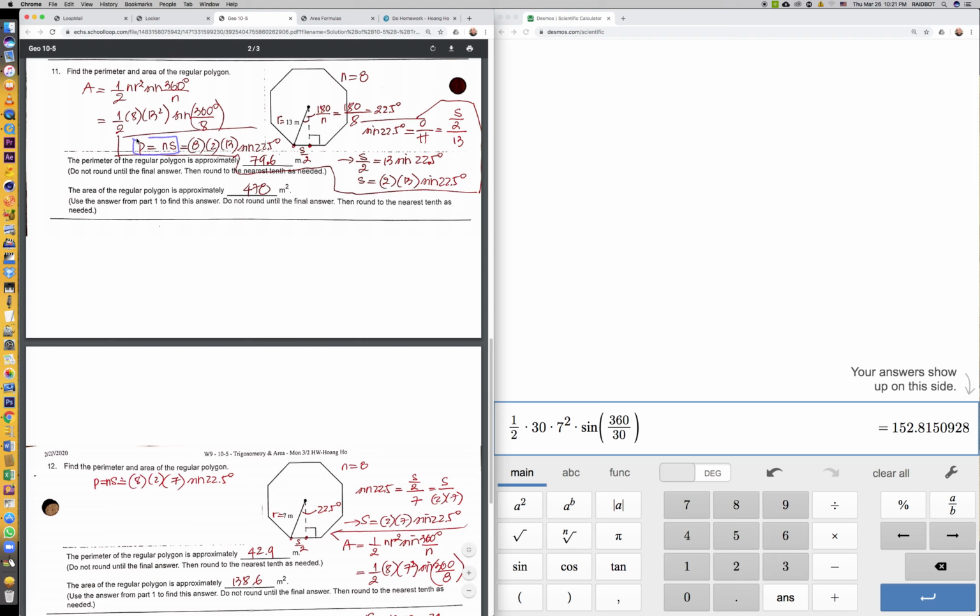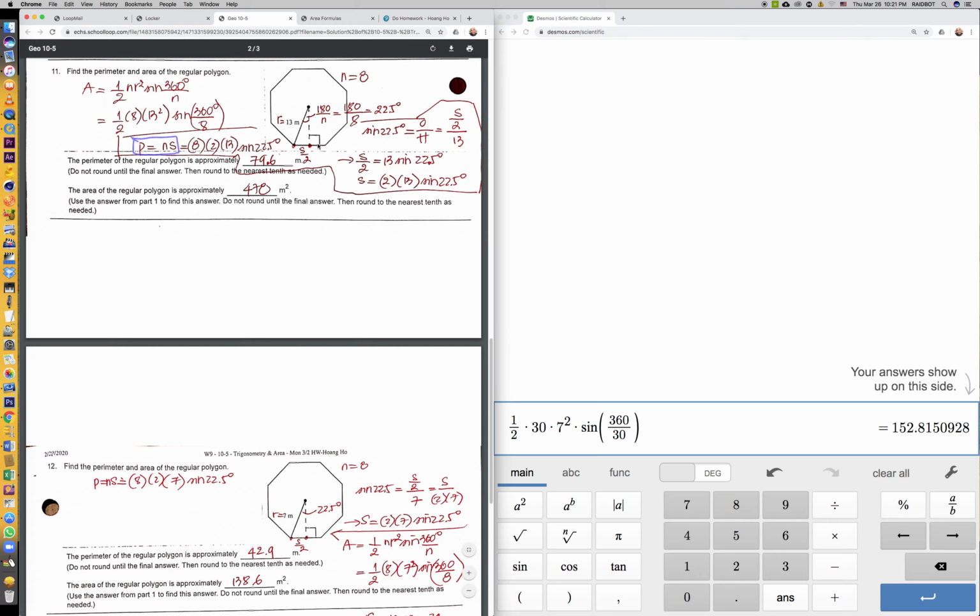Perimeter, you add all the sides of your polygon, or you can multiply the number of sides. So in this case, the octagon has 8 sides, and multiply with the measure of one side. So you use this formula, perimeter equals n times s. So we need to find s because the n we already know, octagon, so n equals 8.